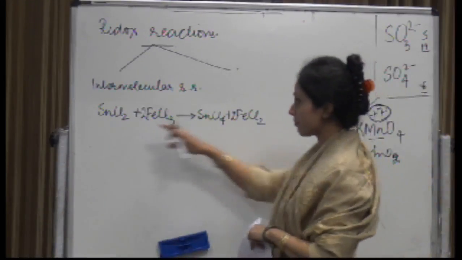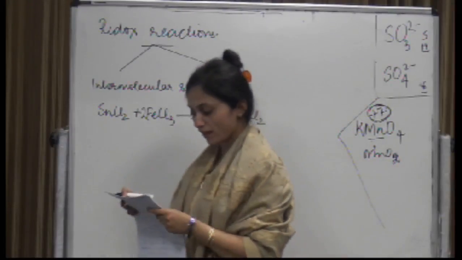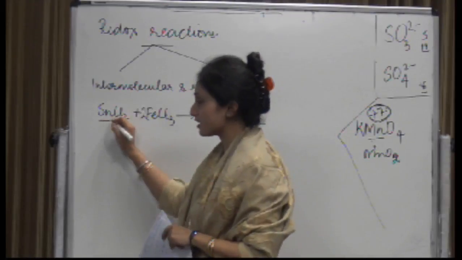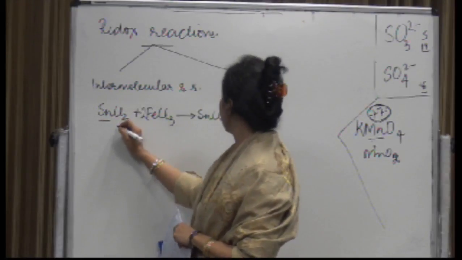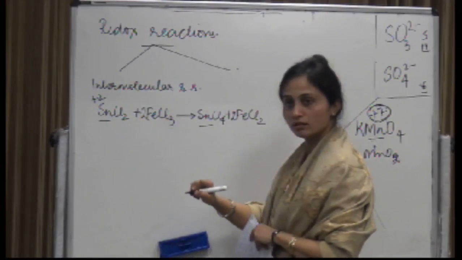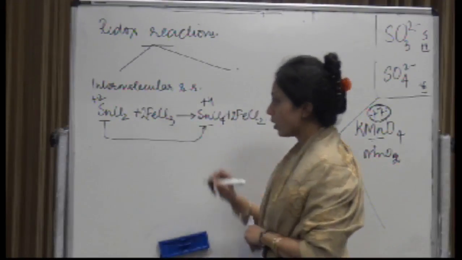So what will happen in this case? Quickly write down the oxidation number for each one, and you will find out that one of them is getting oxidized and the other is getting reduced. What is Sn in SnCl2? +2. And what about here? +4. So that means Sn is getting oxidized.